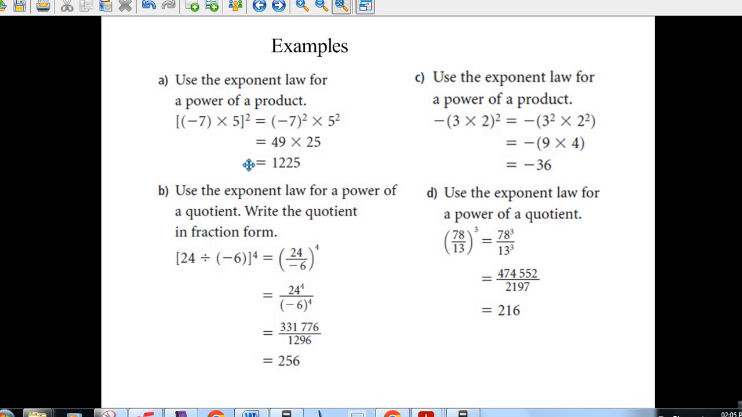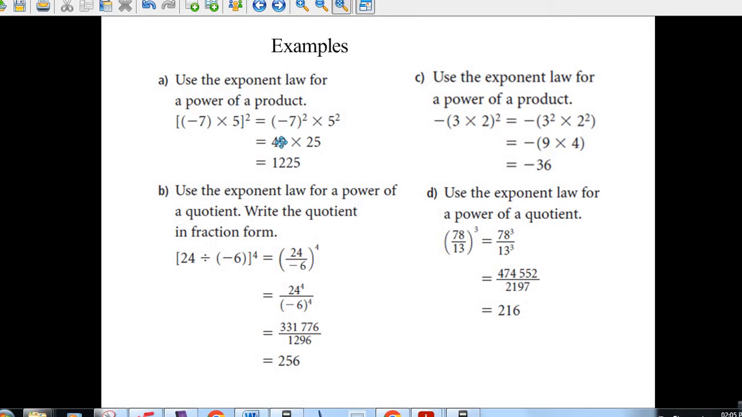Okay, let's look at some examples here. So now we've got minus 7 times 5 squared. Well, there are different ways of doing this, but we can use that law. We could use that law where we go minus 7 raised to the second power and 5 raised to the second power. This is the law of when you have a product raised to a certain power, that power sits on both of those bases.